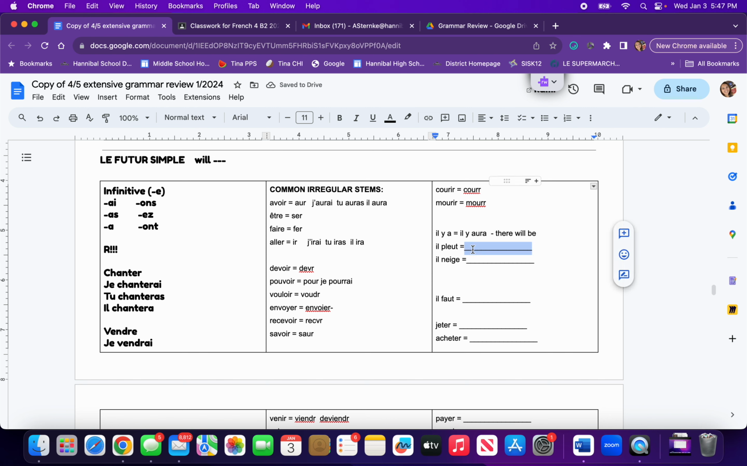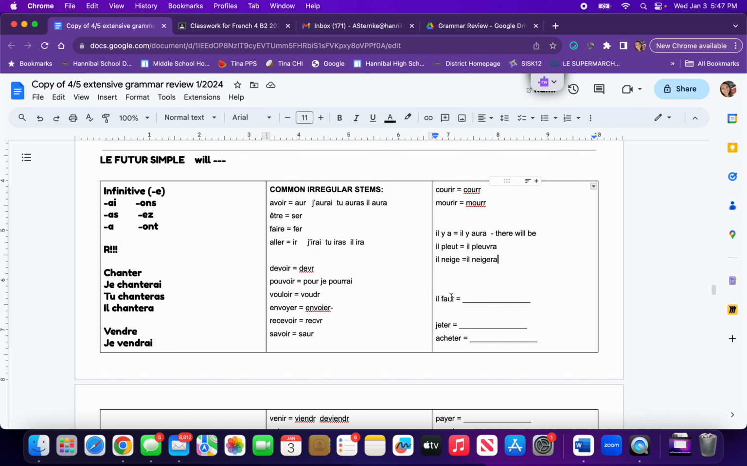Il pleut is it's raining. Il pleuvra is it will rain. Again, you can't change these because that's a fixed expression. Il neige is not irregular at all. Like neiger is the verb to snow. So il neigera, it will snow. Okay. Hey, I heard next winter it will snow a lot. Okay, in the future.